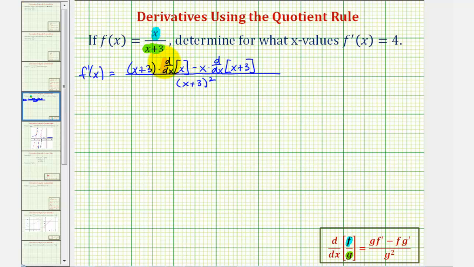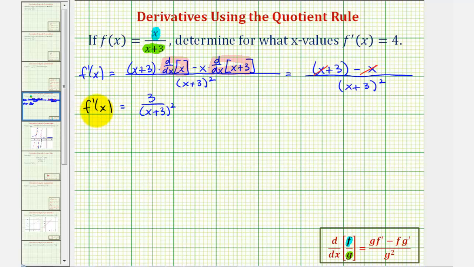So now we'll find the derivative here and the derivative here. And then we can simplify. So we would have the quantity x plus 3 times the derivative of x, which is just 1. So we just have the quantity x plus 3. And then minus x times the derivative of x plus 3, which is also just 1. So we have just x here divided by the quantity x plus 3 squared. Well, notice here we have x minus x, so the x's simplify out, and therefore our derivative function, f prime of x, equals 3 divided by the quantity x plus 3 squared.